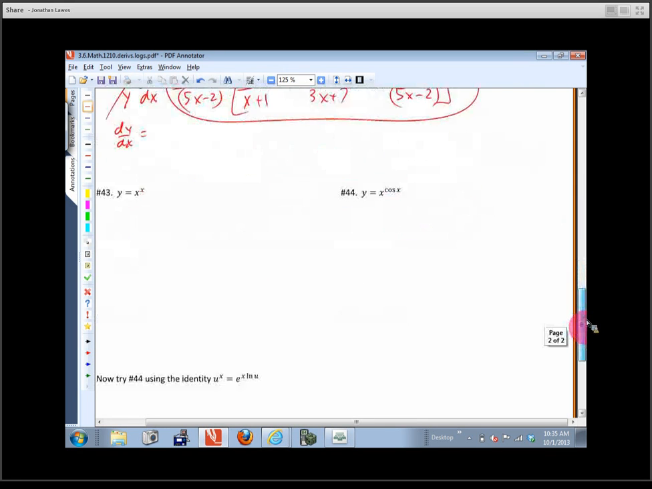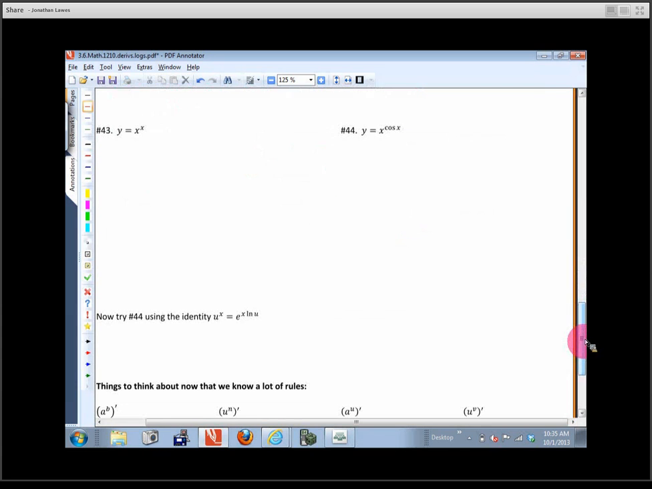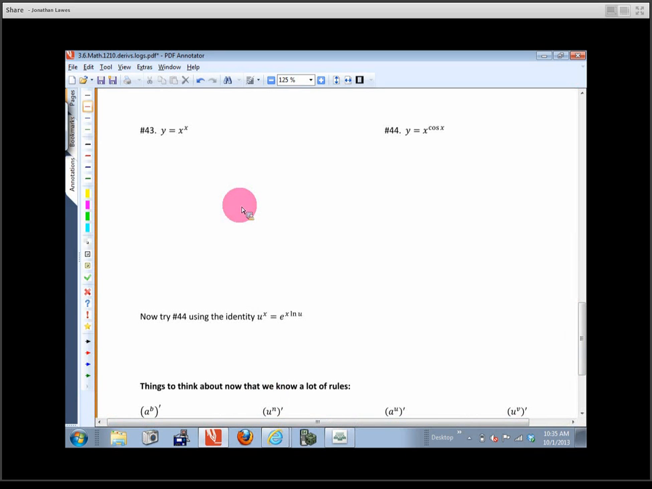Let's take a look at a different type of logarithmic differentiation. Same format, the same types of things are going to happen, but algebraically this is going to be a heck of a lot easier. I want you to consider what type of function this is. This is not an exponential. An exponential is a number raised to a variable. It's also not a power function. A power function is a variable raised to a number.